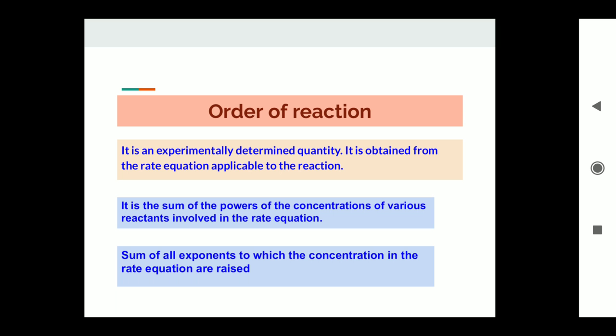Now see the order of reaction. It is an experimentally determined quantity. It is obtained from the rate equation applicable to the reaction. It is defined as the sum of the powers of the concentrations of the various reactants involved in the rate equation. It may also be defined as the sum of all exponents to which the concentrations in the rate equation are raised.